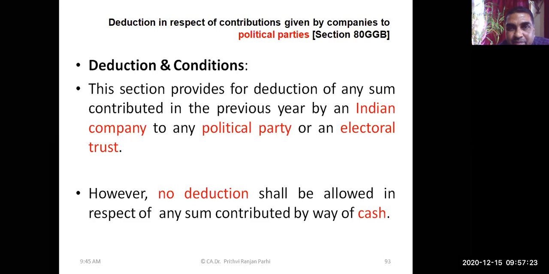Sir, the donation, the contribution by an Indian company or political party, all the donation made by an Indian company to a political party. That means a company can make a donation to a political party. Then deduction is allowed, but the donation should not have been made in cash. Sorry, made otherwise than cash.